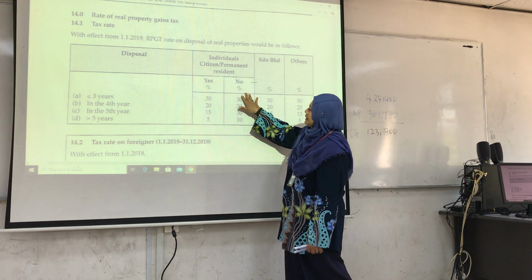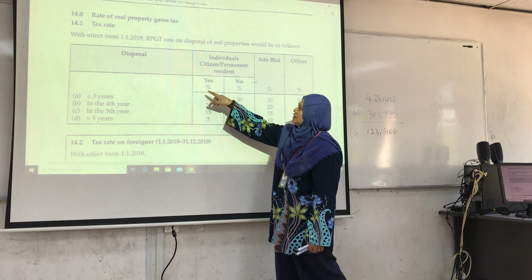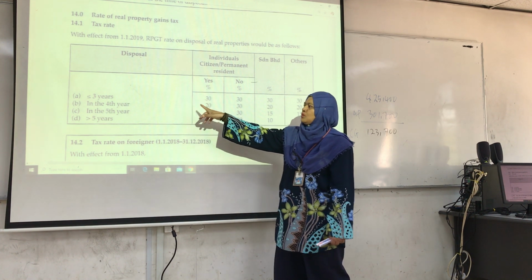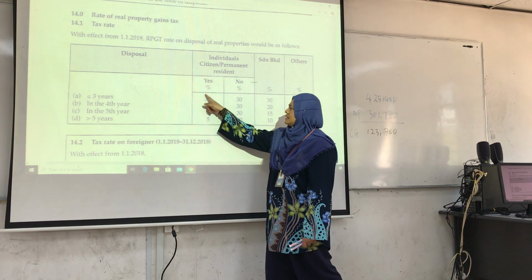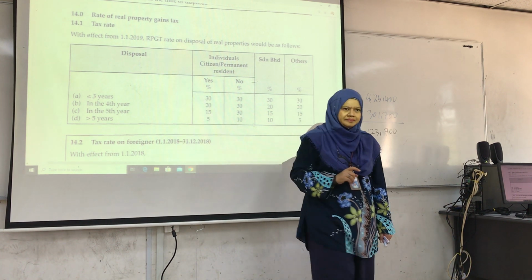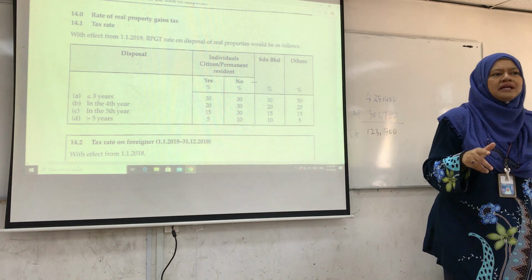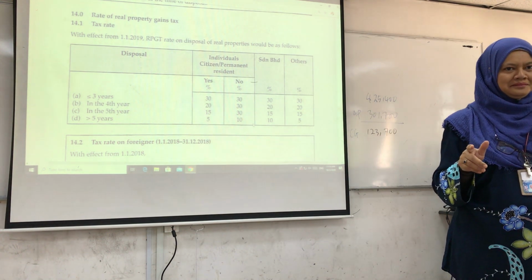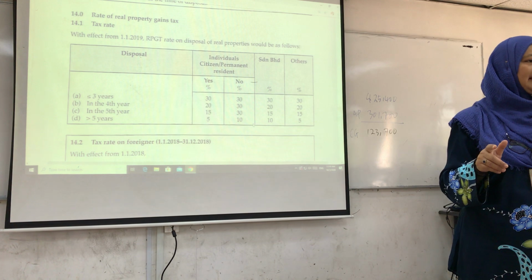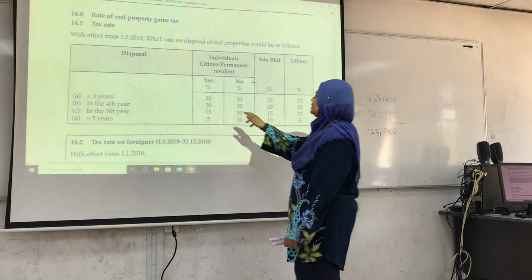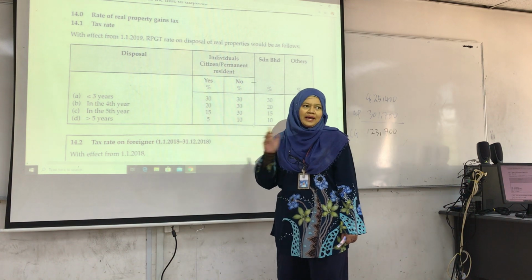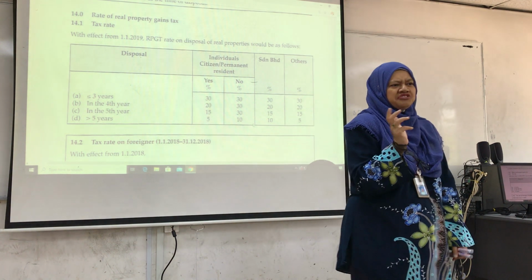Alright, the rate here says that if the property disposal is less than or equal to 3 years, so any disposal within 3 years, the tax rate is 30%. Banyak tak? Yeah. What is the highest income tax rate? 28%, the latest one. Right? And RPGT within 3 years is 30%. What happened within 3 years? Why do you not buy and sell within 3 years?